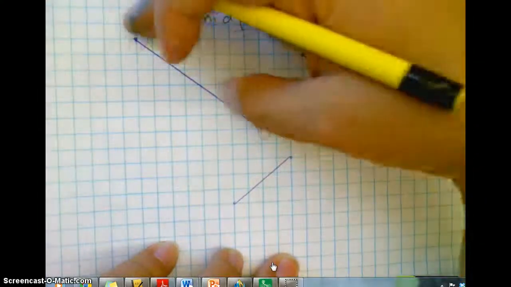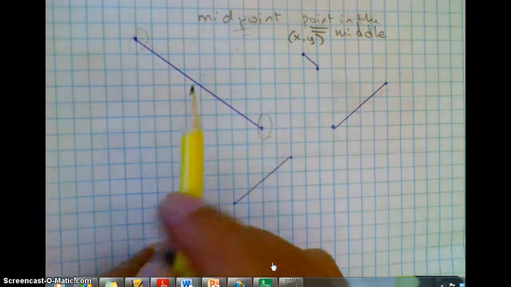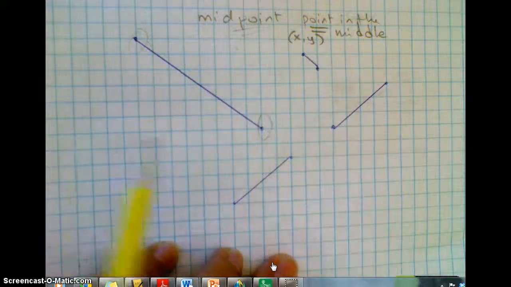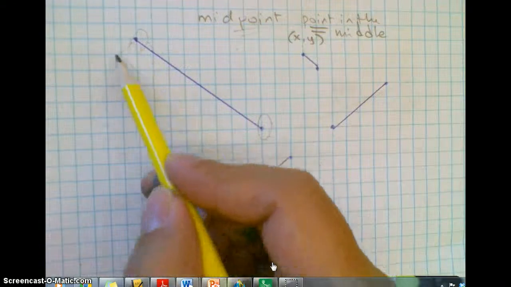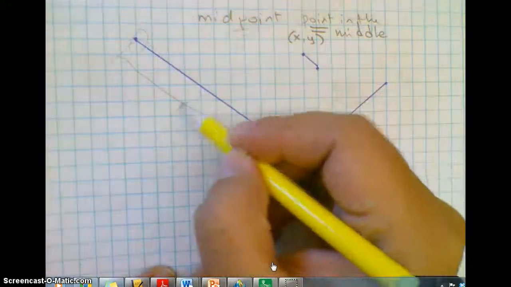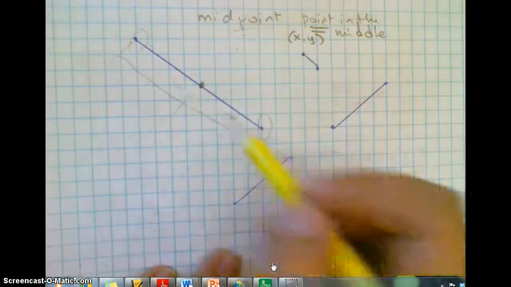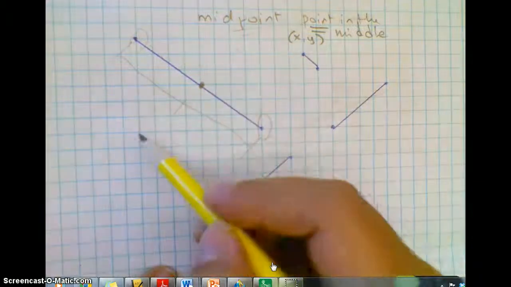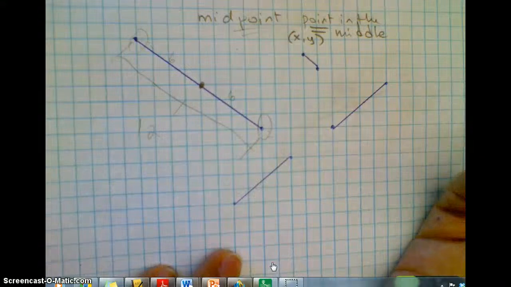As long as it has a limited length, I can find what the middle is. If it doesn't have an end, there's no way I can find the middle of something that doesn't have an end. So if I don't have any coordinates in here, the midpoint would be whatever this measurement is, and you can do it in inches, centimeters, it doesn't matter. But you will know that the midpoint is the point that divides this segment into two equal parts. So let's say that this measures 12. The midpoint will be the point that divides this into two pieces of 6 and 6.